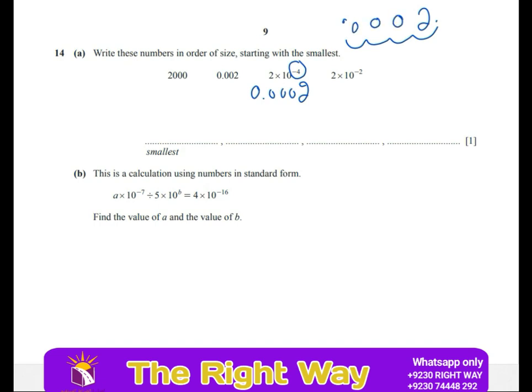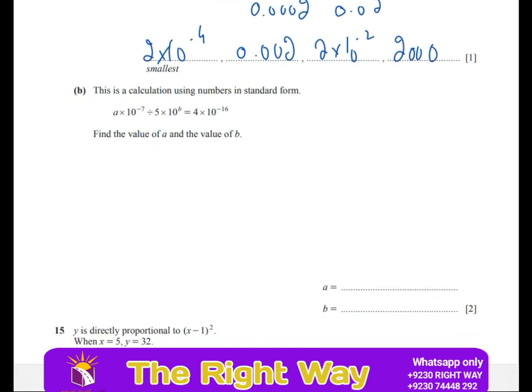So it will be 0.0002. For the same reason, 2 into 10 raised to power minus 2 will be equal to 0.02. So the smallest one is 0.0002, which is 2 into 10 raised to power minus 4. After that, it will be 0.002. After that it will be 2 into 10 raised to power minus 2, and the largest one is 2000.